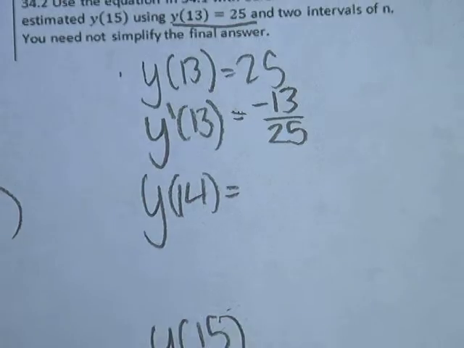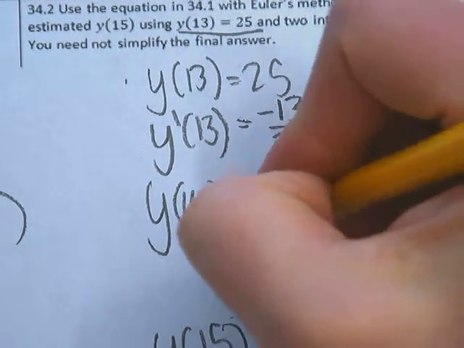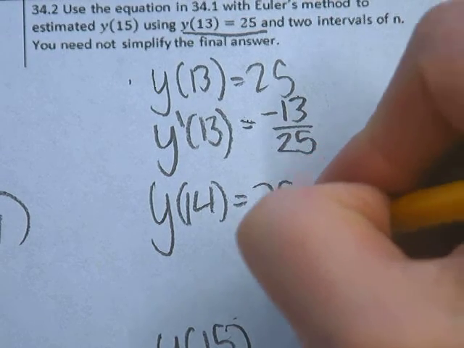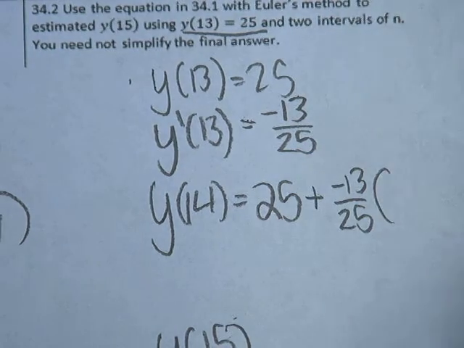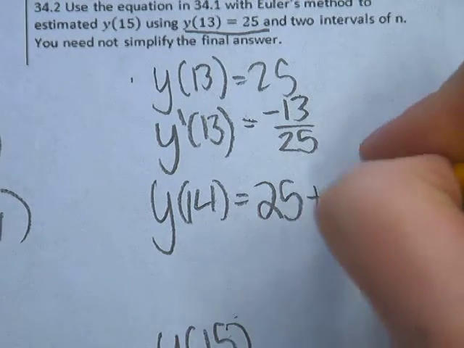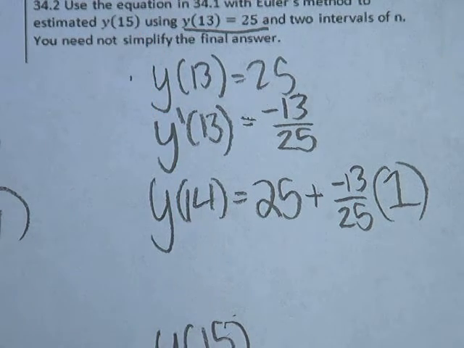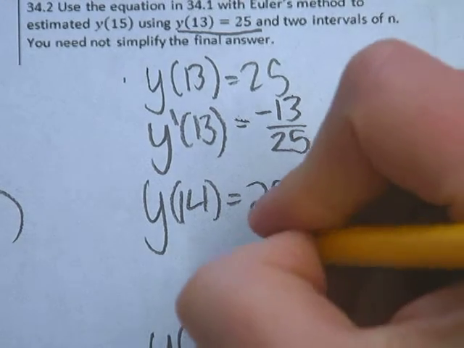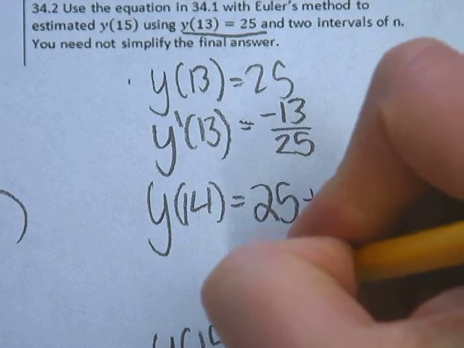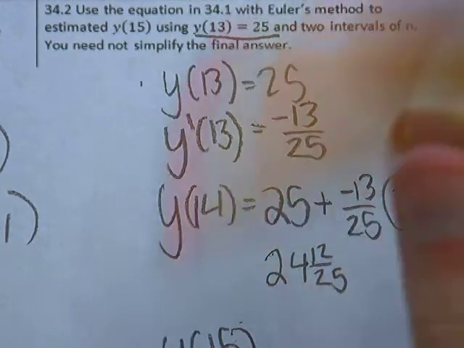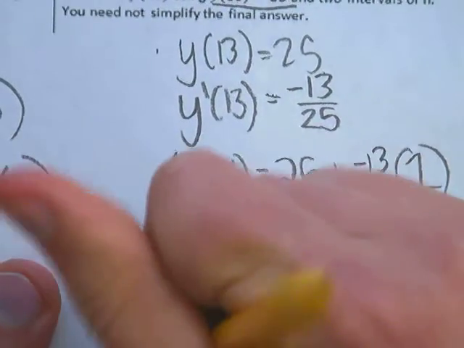So y of 14 is going to be our old y value, our previous one, plus our slope, negative 13 over 25, times how far we're moving over. In this case, just 1, because I said estimate y of 15 using two intervals of n, so each one is 1 wide. And so our next point is just going to be 24 and 12 25ths, because that's what 25 minus 13 25ths is.